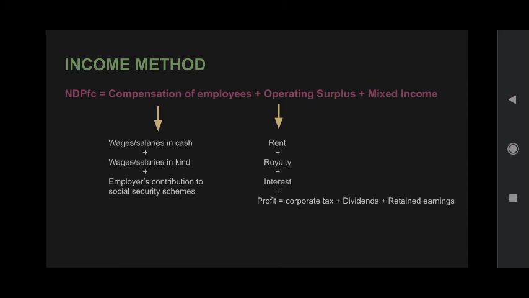Out of the profit, first of all, you pay the corporate tax or the business tax, or you can say company tax. Then the remaining amount of the profit is paid in the form of dividends to the shareholders. And finally, if any amount of the profit is left, then that is saved for the future use by the company, which is known as retained earnings. The other name for retained earnings is savings of the private corporate sector or undistributed profits, right? And then you have mixed income. Mixed income is basically that area of income which is kind of scattered. So whatever the other forms of factor income are, we just group them into mixed income.